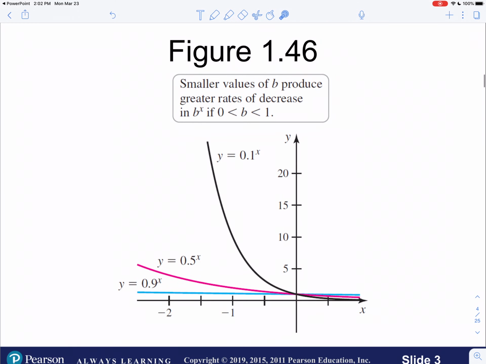Smaller values of b produce greater rates of decrease, right? Notice when we're at 0.9, it's nearly a flat line, and then at 0.5, we have exponential decay in this fashion, and then at 0.1, we have a rapid decay. So the smaller our base is between 0 and 1, the greater the rate of decrease.